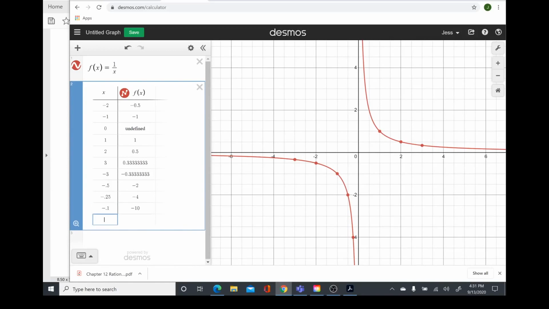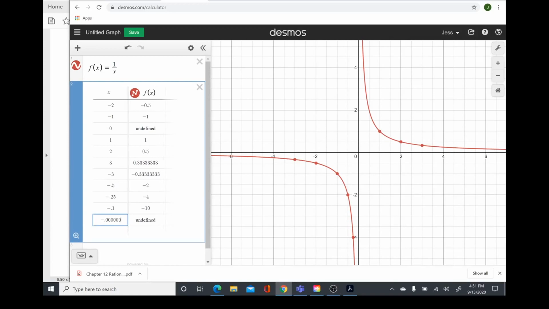Now, what I want you to try is we're going to put in a number really, really close to 0. So we'll put a -0.0000001. Okay, and this number here says -1 times 10 to the 7th, and that is scientific notation. It's basically 1 with 7 zeros behind it, which is a large number. That's 10 million, I believe. There we go. There's a million. So, all right.